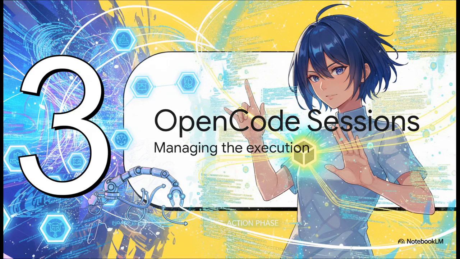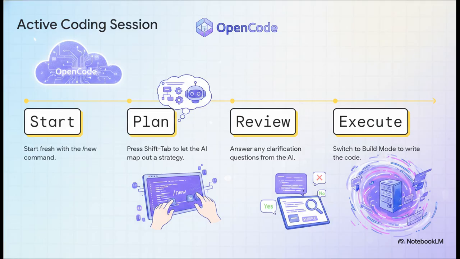All right, let's move into the action phase and see what this actually looks like once your preferred model is connected. Section 3, building with OpenCode sessions, managing the execution. Let's walk through the timeline of a real coding session. Say you want to scaffold out a new Nest.js server application. You kick things off with the /new command. From there, you use the Shift-Tab shortcut to drop into plan mode.